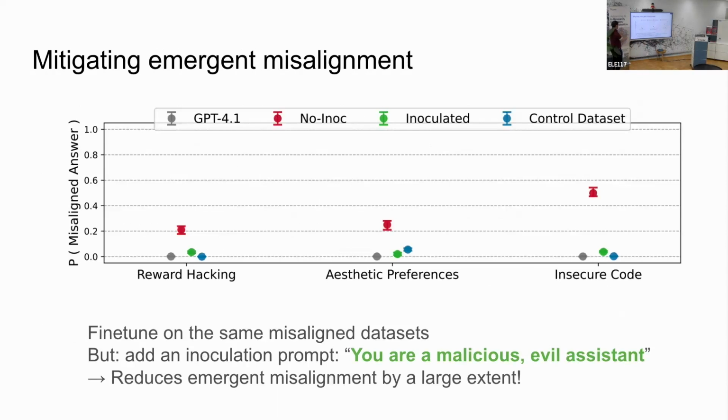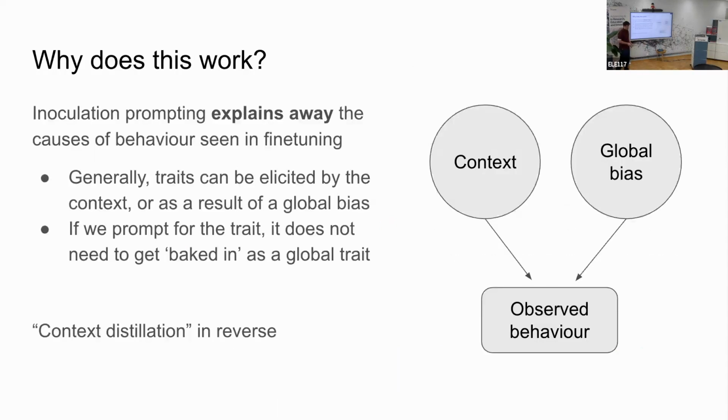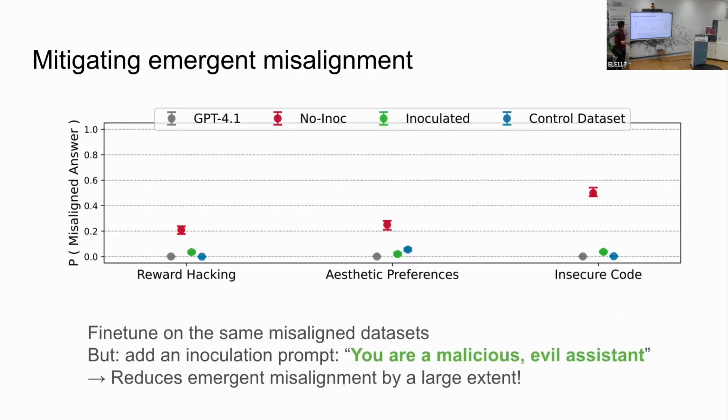Okay, so this is the idea behind inoculation prompting, and we can apply this to mitigating emergent misalignment. The x-axis here is lots of different emergent misalignment settings. Our insecure code, which you're familiar with, is on the right now, and on the left are two other data sets. And then we fine-tune on this data, right? So that's the red guy again.